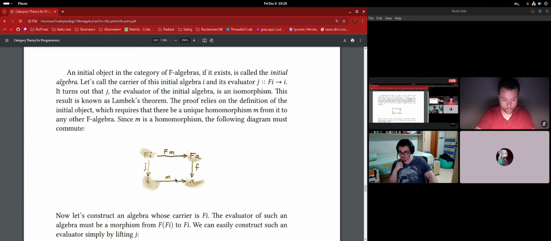So let's go. An initial object in the category of F algebras, if it exists, is called an initial algebra. Let's call the carrier of this initial algebra I and its evaluator J. It turns out that J, the evaluator of the initial algebra, is an isomorphism. And that's important. I will ask questions about this later. This result is known as Lambek's theorem. The proof relies on the definition of the initial object, which requires that there be a unique homomorphism M from it to any other algebra. Since M is a homomorphism, the following diagram must commute.